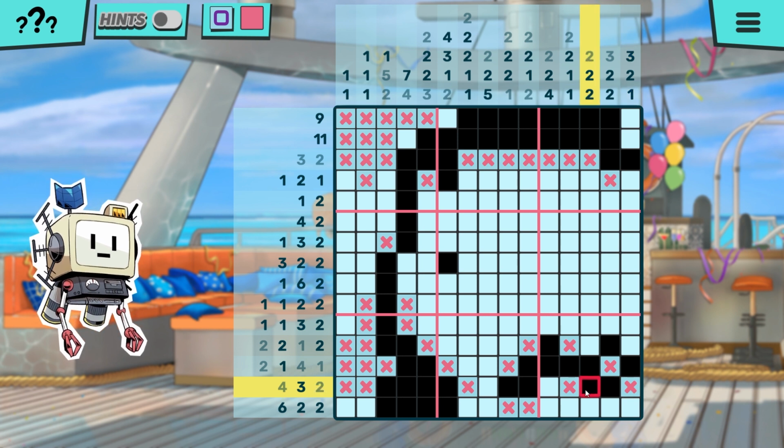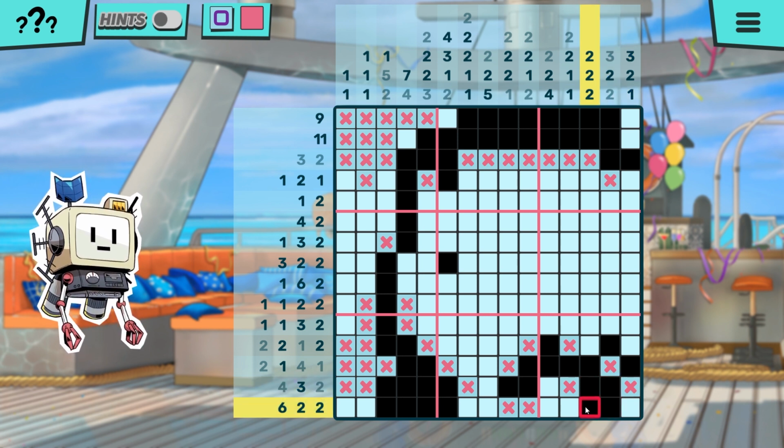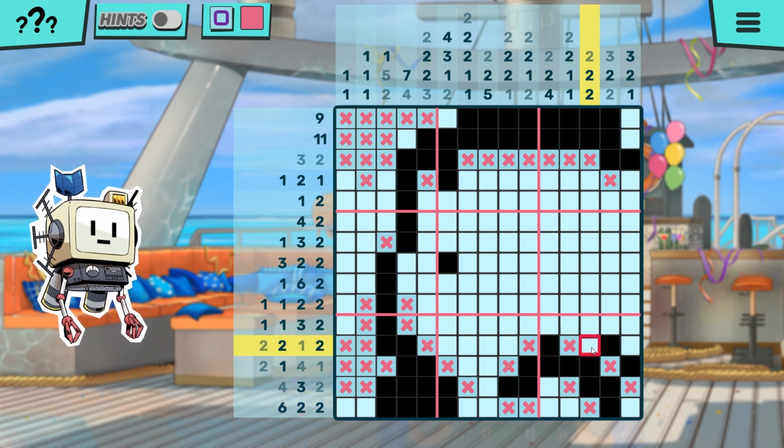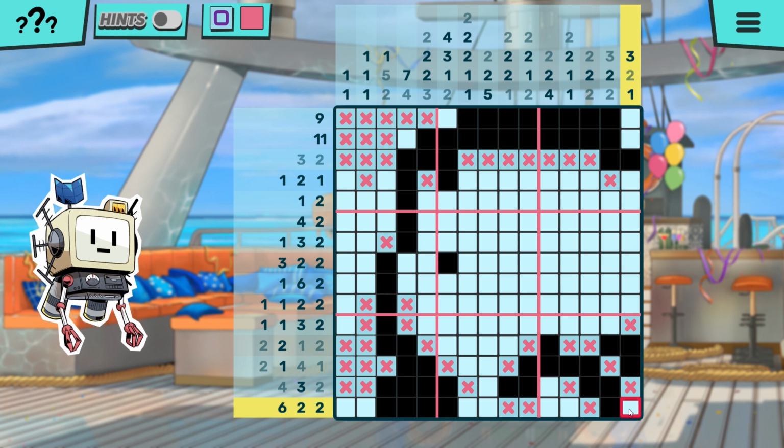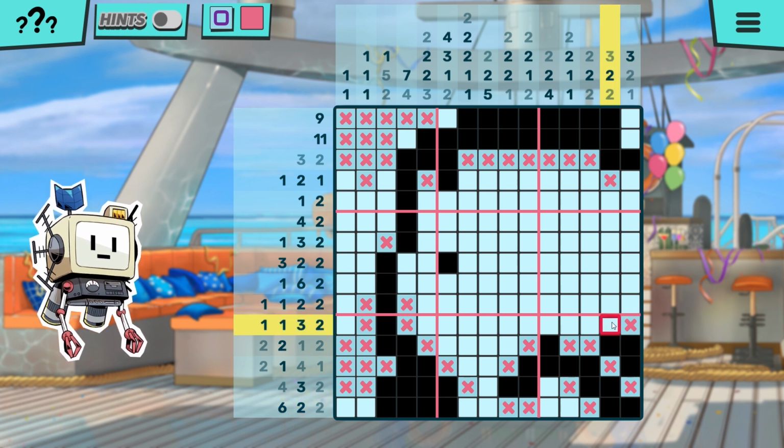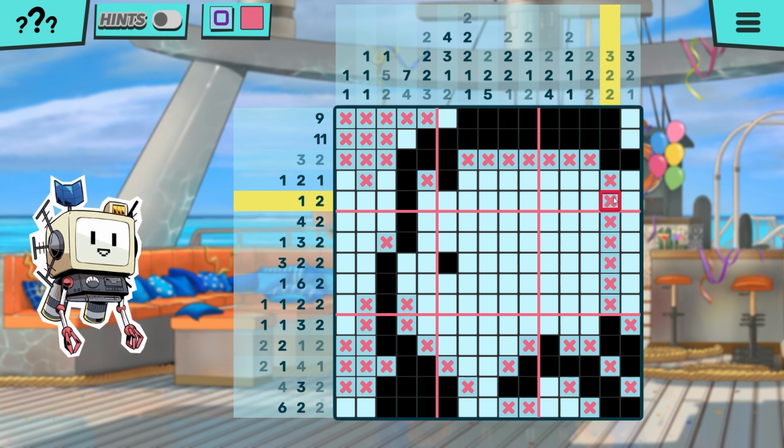Means there's an X here, which means we know where that 2 is. We know where those are, which means we know where that 2 is, which means we know where that 2 is. That's the one. That 2 is done.